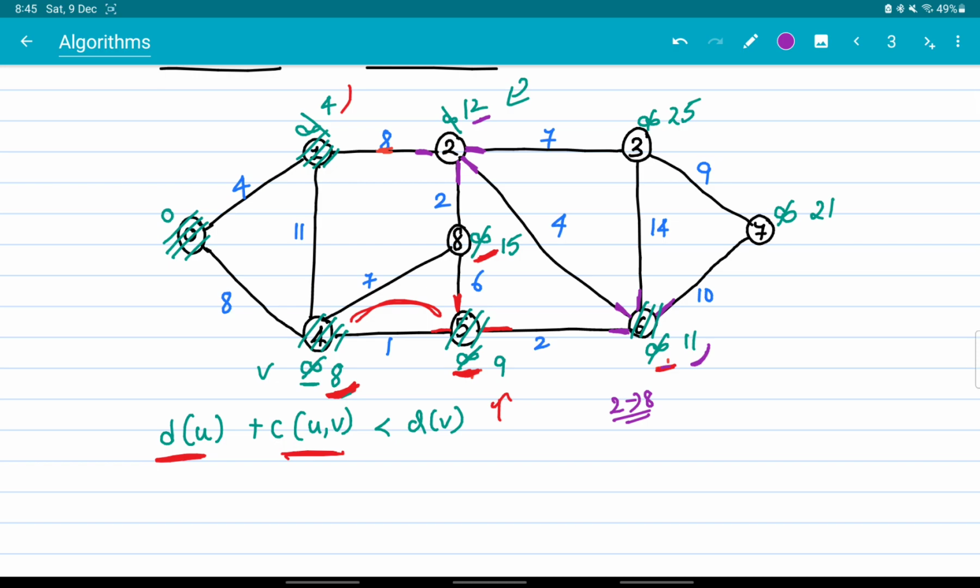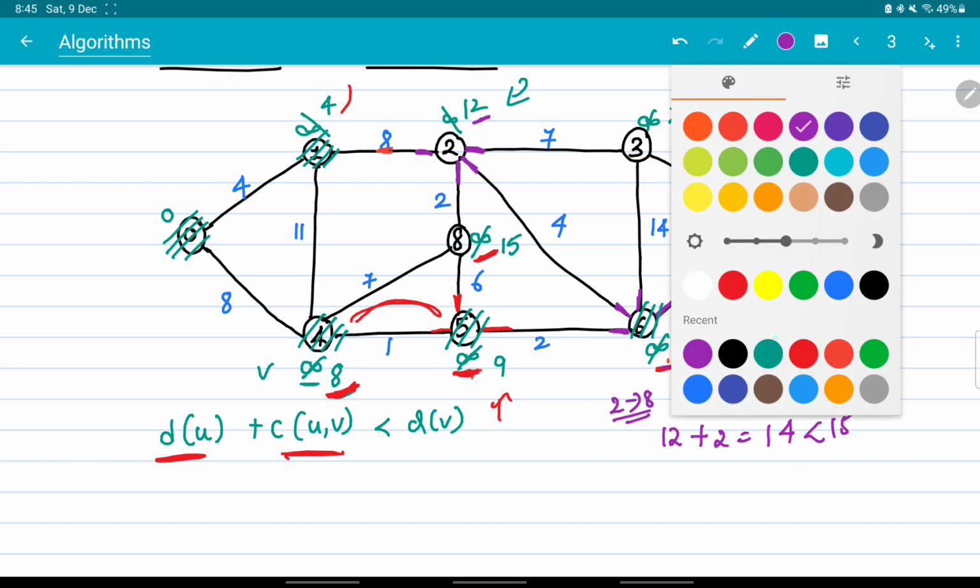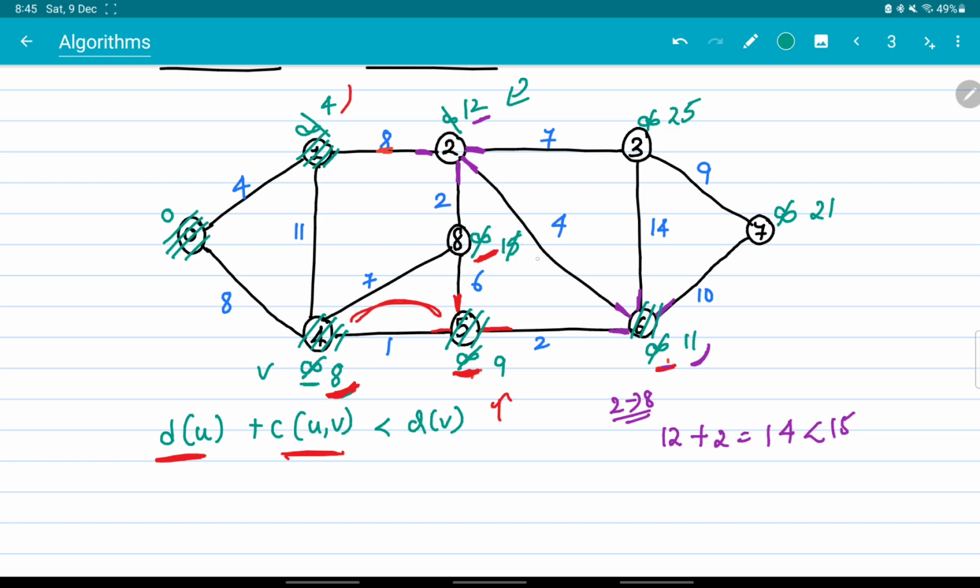Now what is the distance of 2? The distance of 2 is 12. 12 plus the cost of going from 2 to 8, which is 2. 12 plus 2 is 14. Is 14 less than the distance of 8, which is 15? So is 14 less than 15? Yes, it's less than 15. So cut the previous value and make it 14.